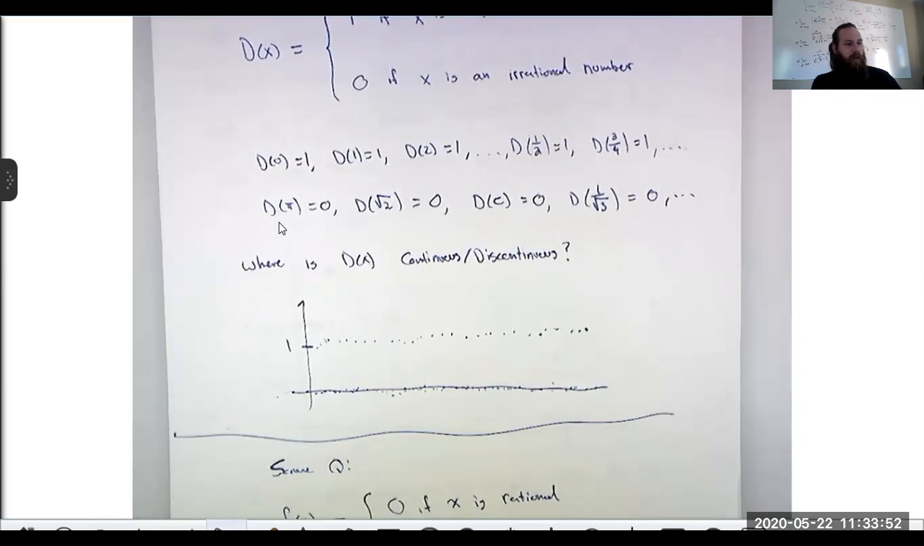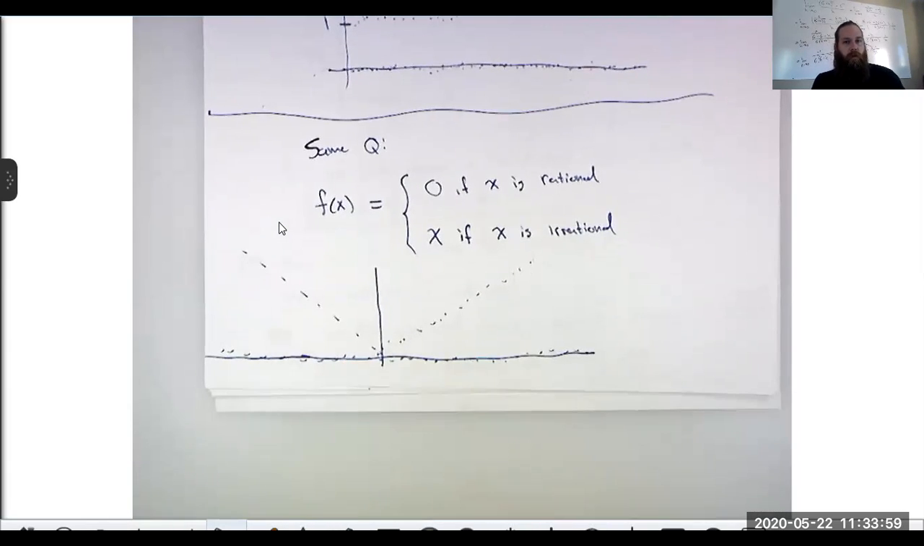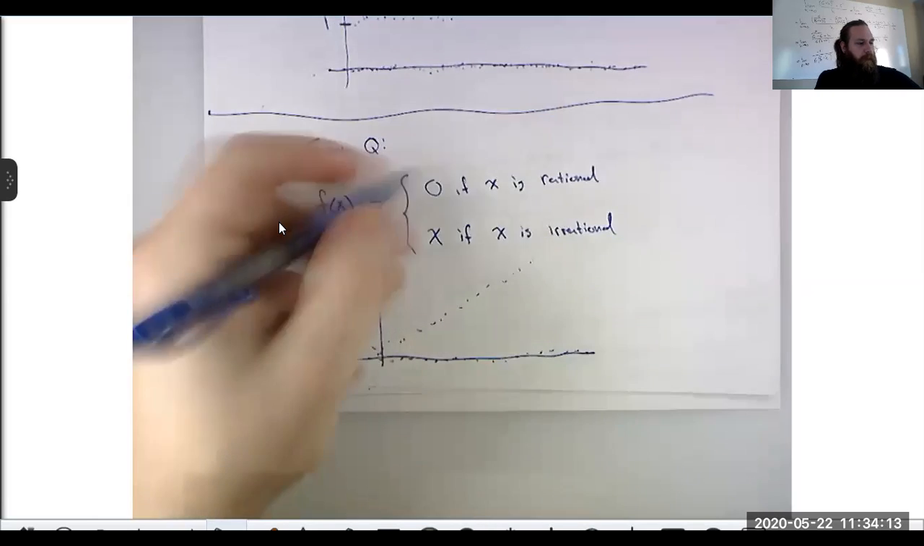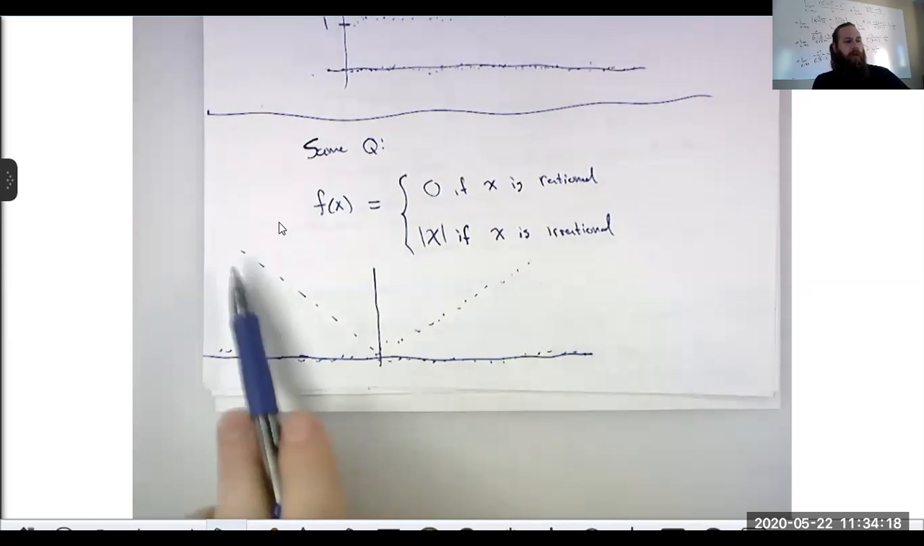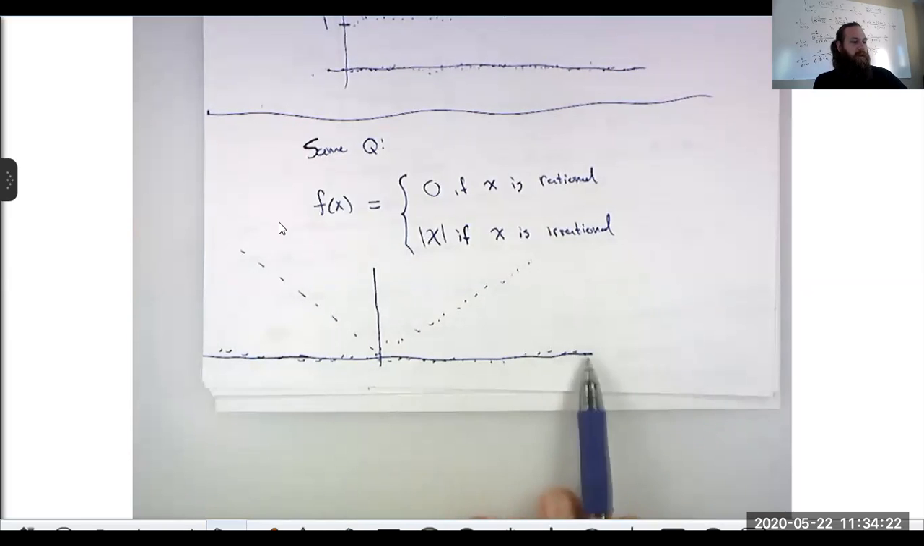And then he kind of has a sister function where if you feed me a rational number, a fraction, a whole number, you get 0 out. And if you feed me an irrational number, I just spit that number back at you. So you end up with this thing, or we could say absolute value of x if I want to make it look like this. So you end up with this kind of funny thick sprinkling of dust along the graph y equals absolute value of x, and this less thick sprinkling of dust along the x-axis.